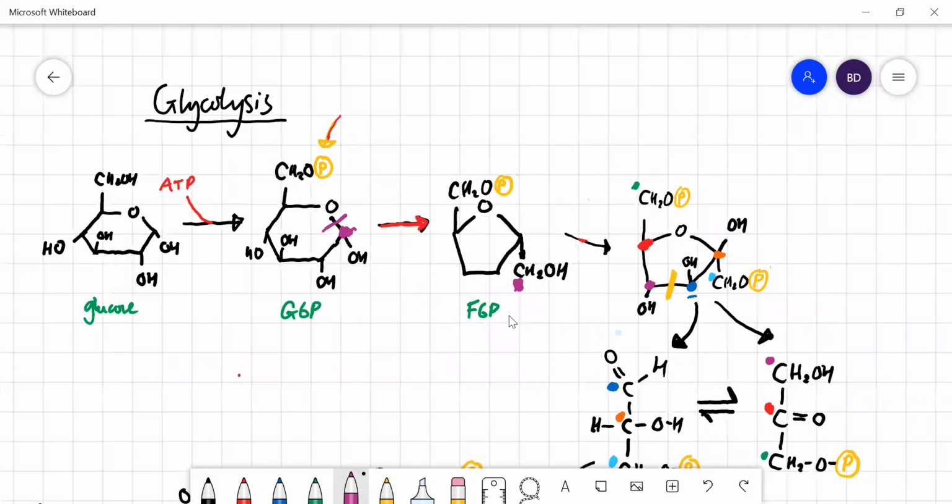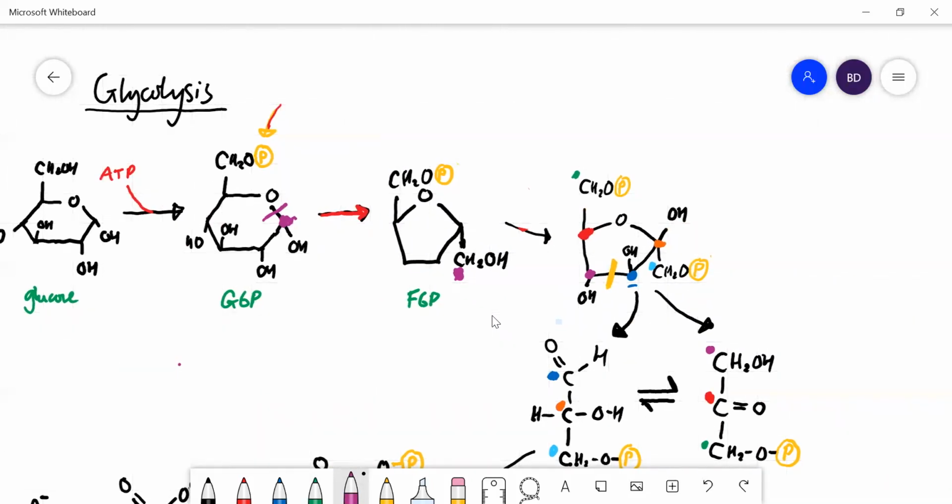Fructose 6-phosphate then gets converted by sticking another phosphate on. That's called fructose 1,6-bisphosphate. And of course, you probably guessed it, you're going to need another ATP to do that. This second phosphate group needs to come from ATP.